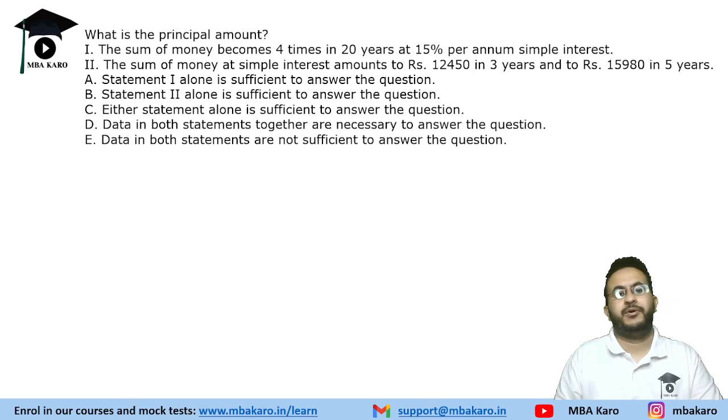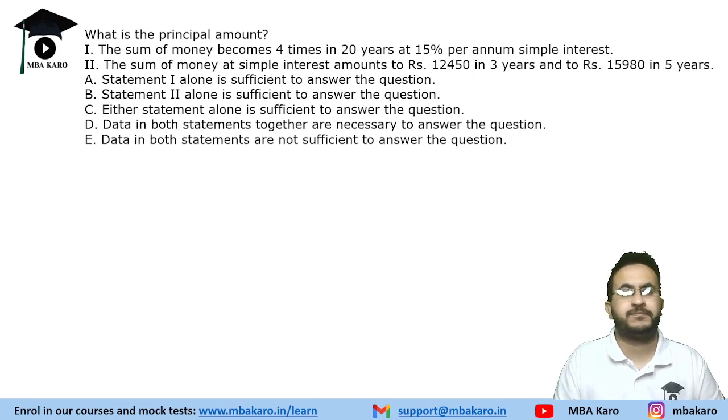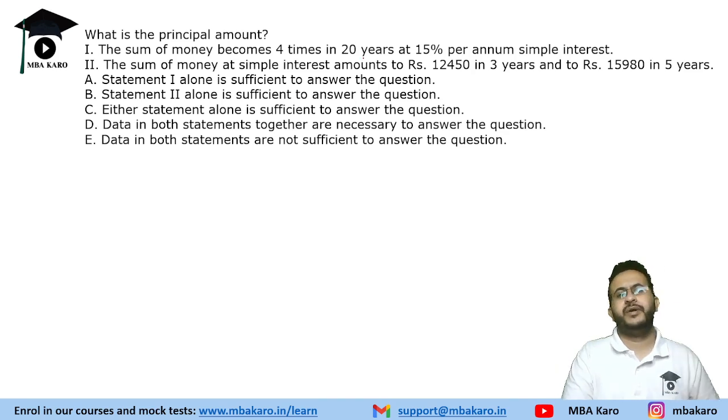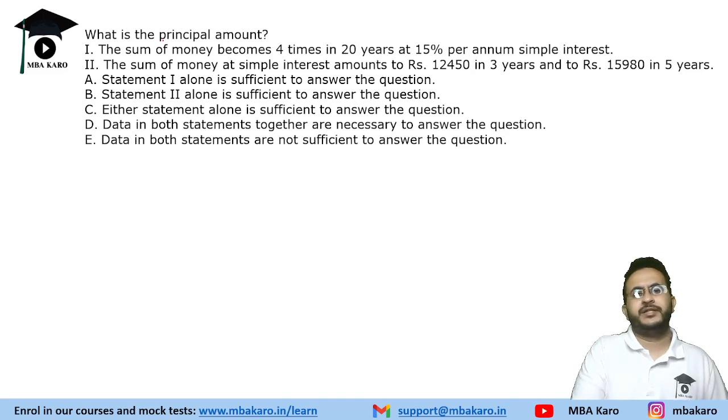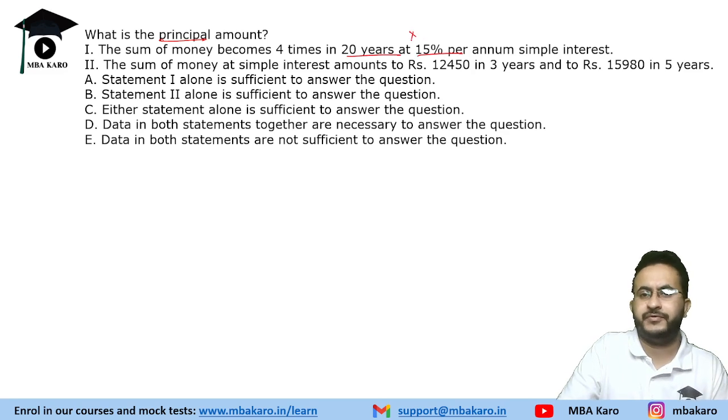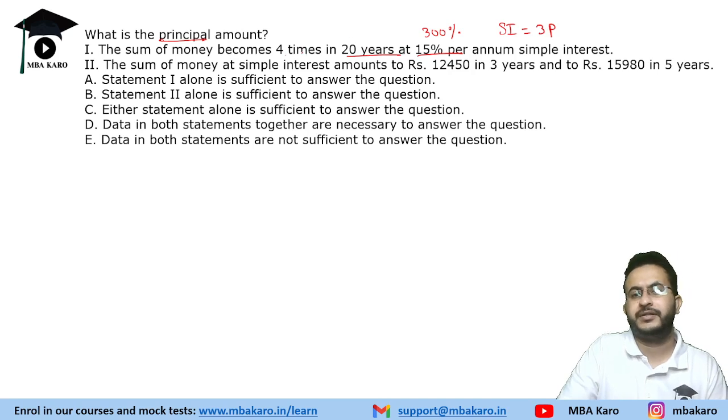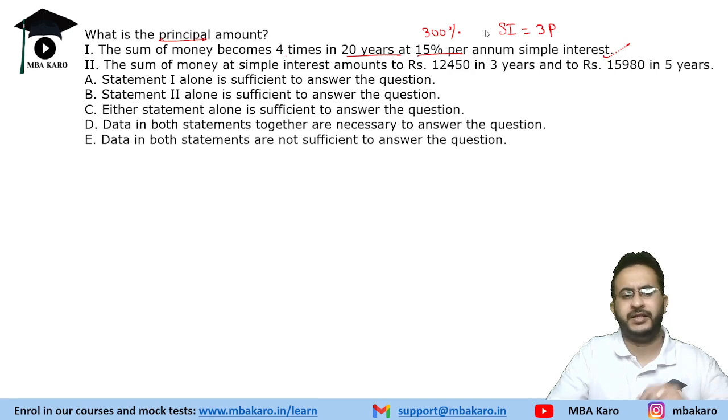What is the principal amount? The sum of money becomes 4 times in 20 years at 15% per annum simple interest. We need to tell the principal. So when we have 20 years at 15% per annum, 15 into 20 years is 300% interest, or 3 times interest. So SI is 3 times P, and if you add it to P, the amount will become 4 times, right? So for any principal, it will be 4 times only.